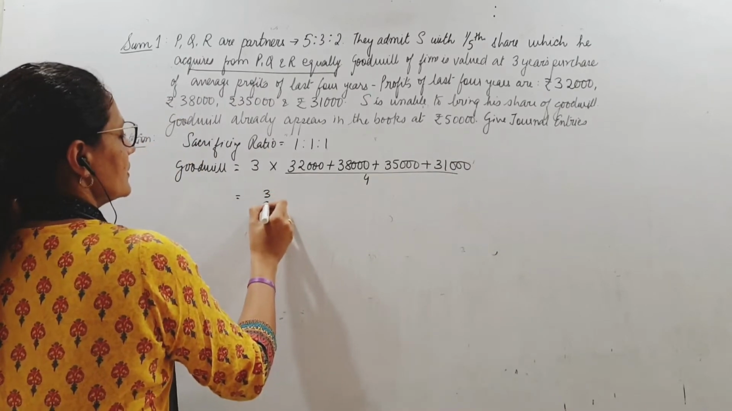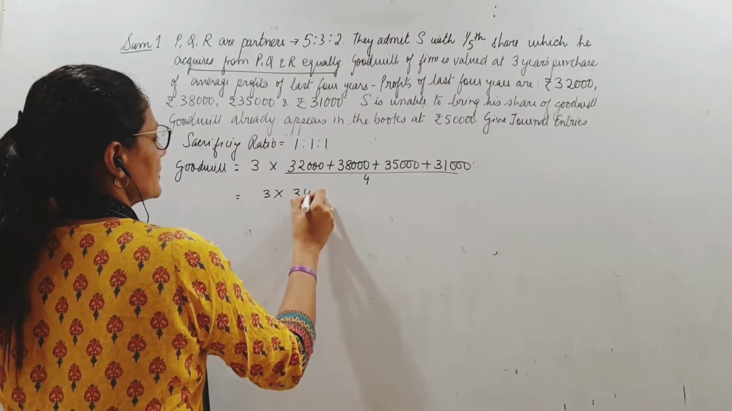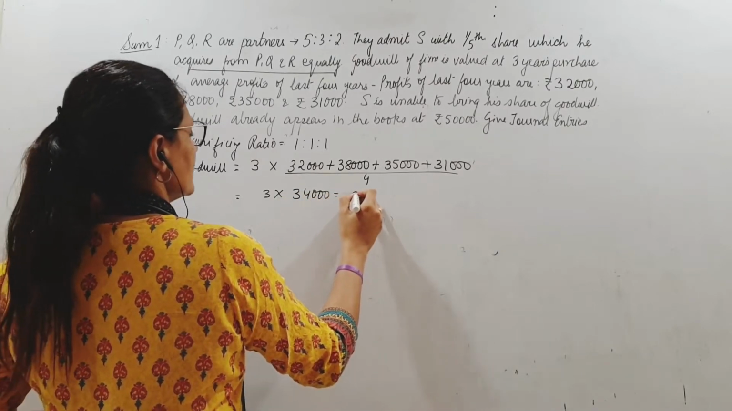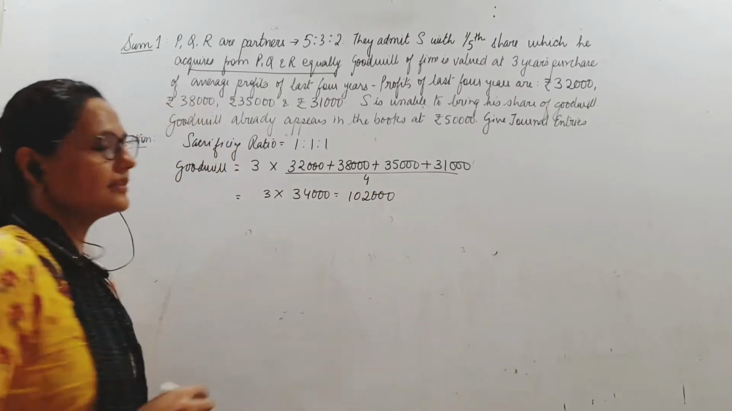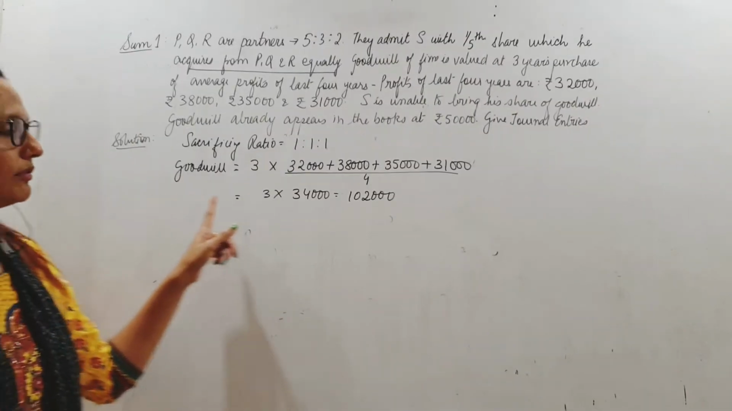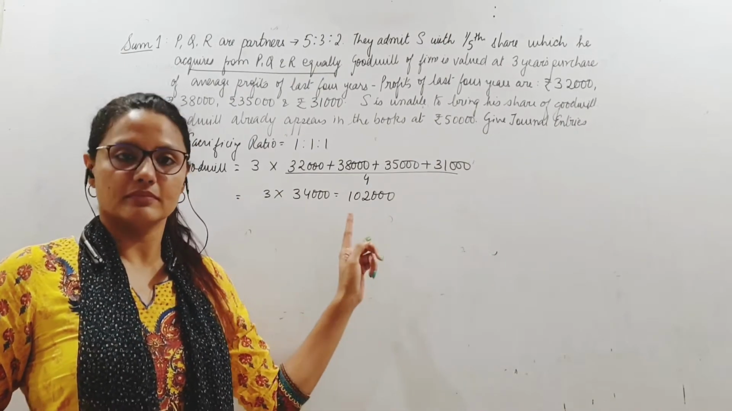So 3 into 34,000. This is 1,02,000, the value of the goodwill of the firm. This is the goodwill of the firm, right?